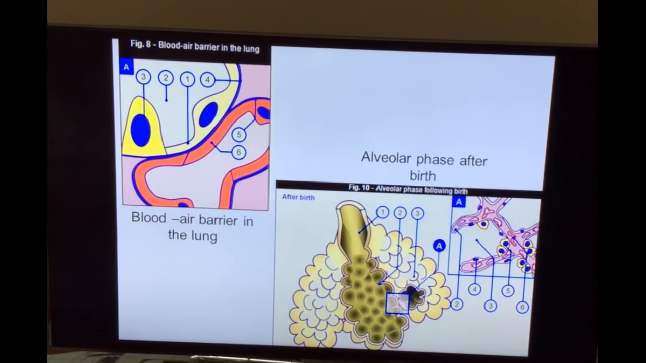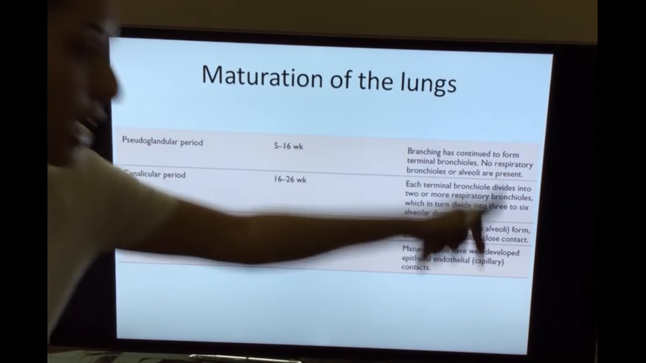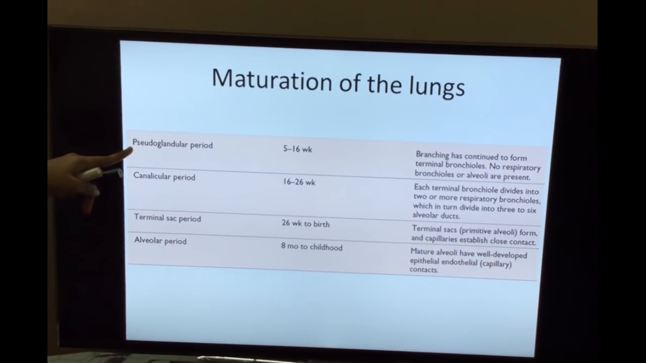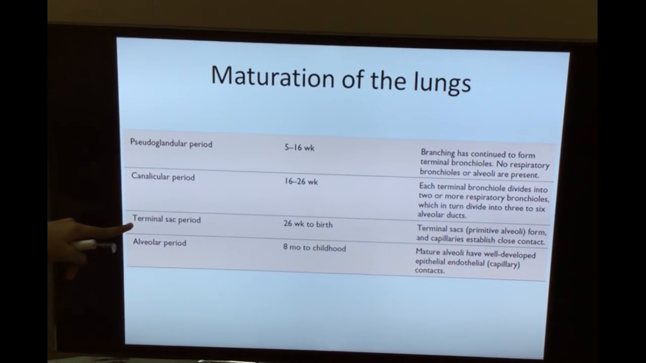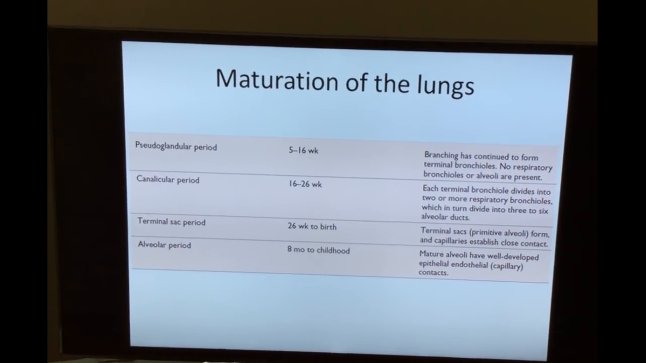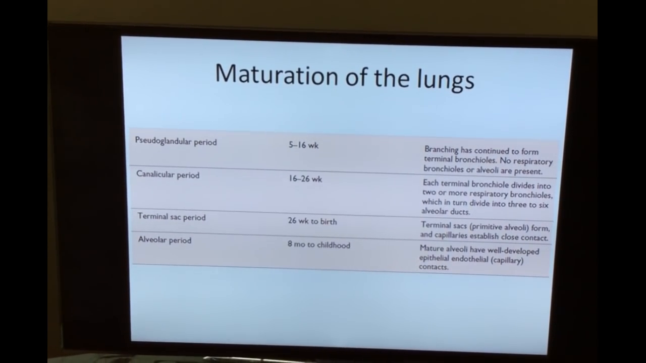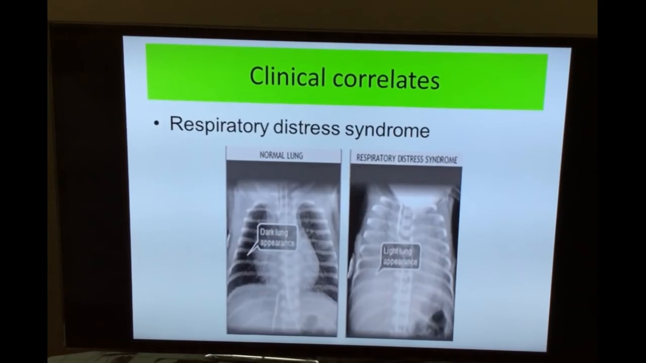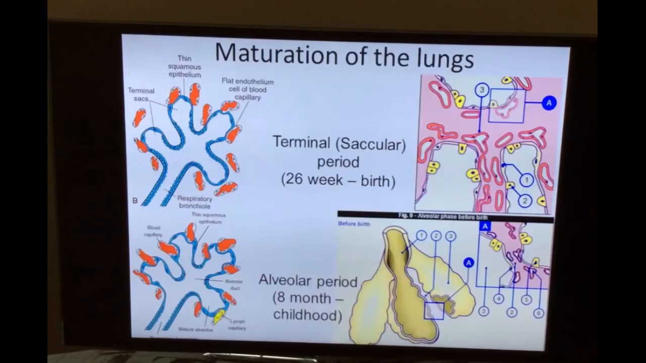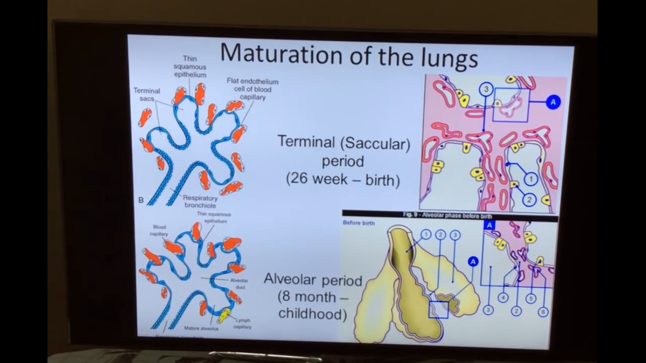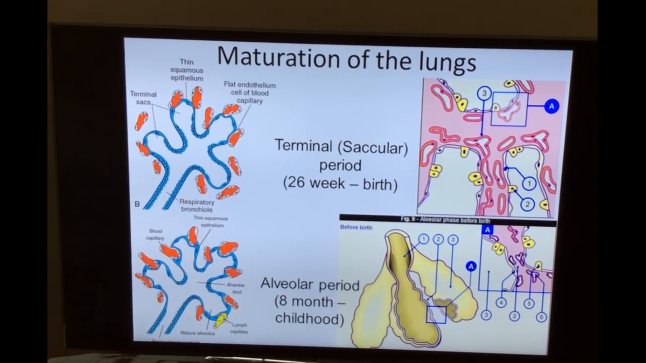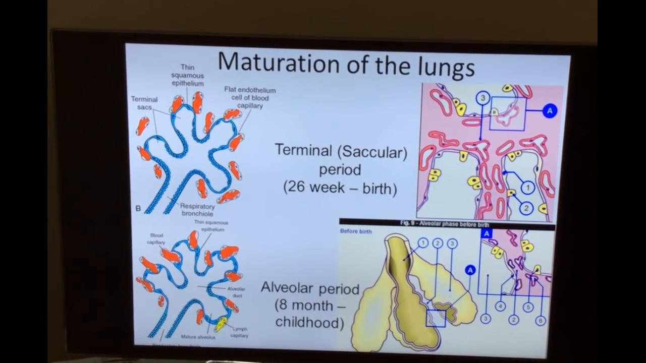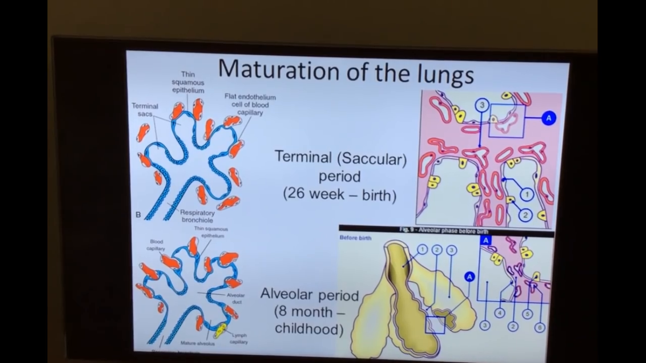So this table will summarize everything. First is the pseudo-glandular period, canalicular period, terminal saccular period, and the alveolar period. When this maturation is going on, you have to notice the most important thing here, where there will be 2 types of cells in the alveoli. Okay, the respiratory bronchiole, which is leading into the alveolar duct, sac, and the alveoli.